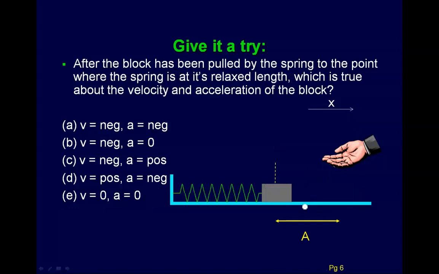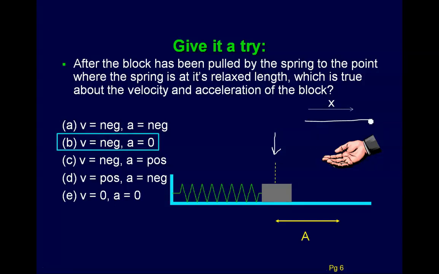So after the block has been pulled by the spring, so it's left the hand, it's been pulled back, and now the block and the spring are at their happy point, at the equilibrium length for the spring. I want to know what again is the relationship between the velocity and the acceleration, remembering that the positive direction is again to the right.